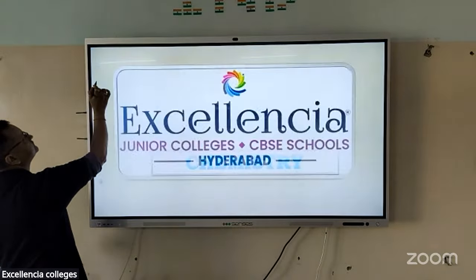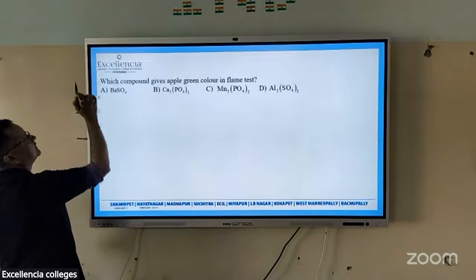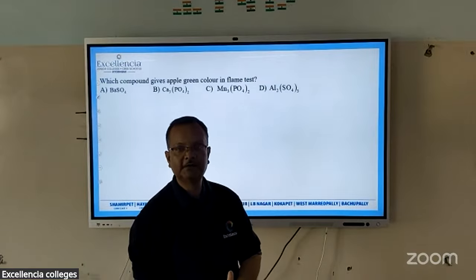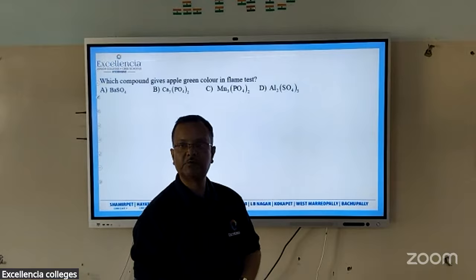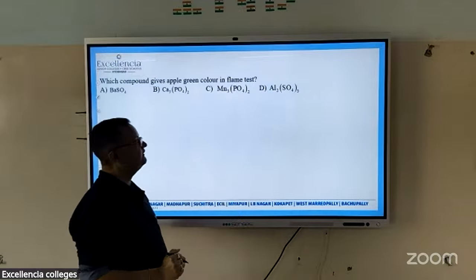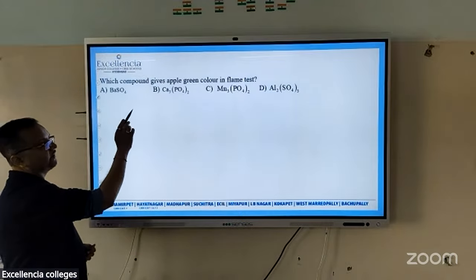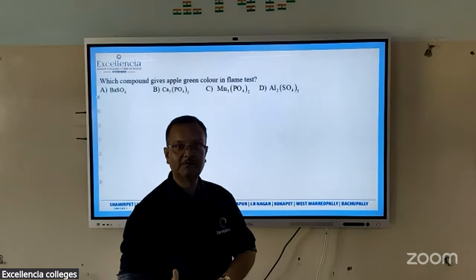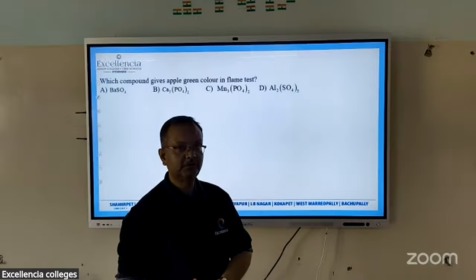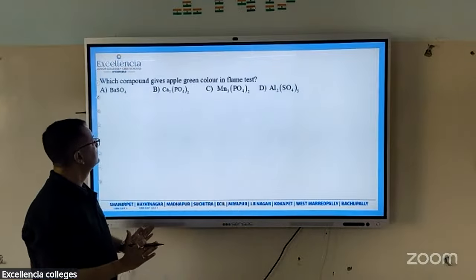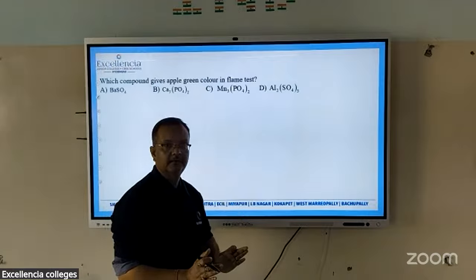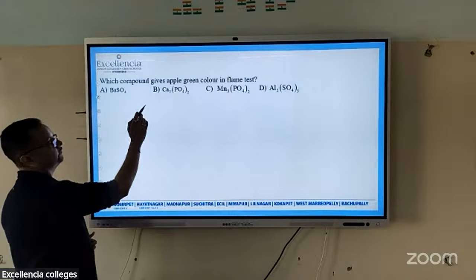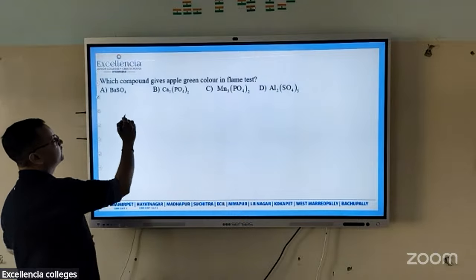So this question is coming directly from qualitative analysis, the color of the salt. What is the question asking? It is asking which compound will give an apple green color in the test. I think this is a bit memory based. If you recall, calcium salts are brick red, strontium salts are crimson red, and barium salts are apple green. The question asks about apple green in the same test. So definitely it is barium salt.